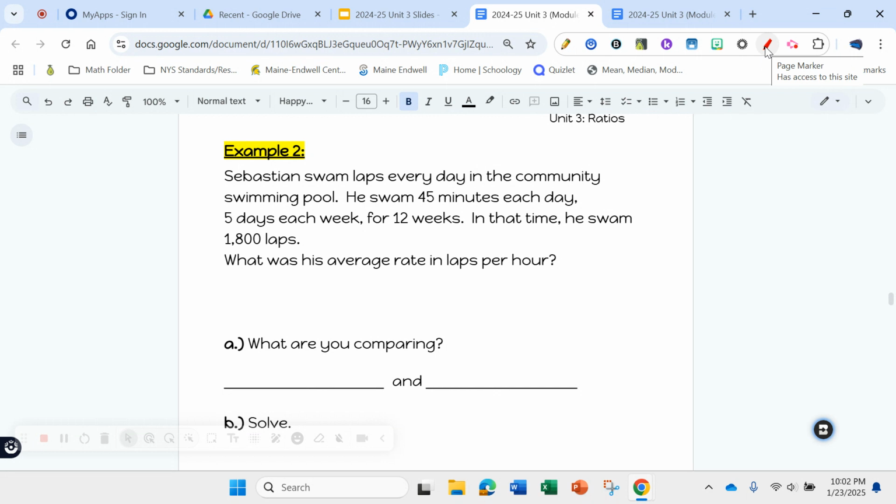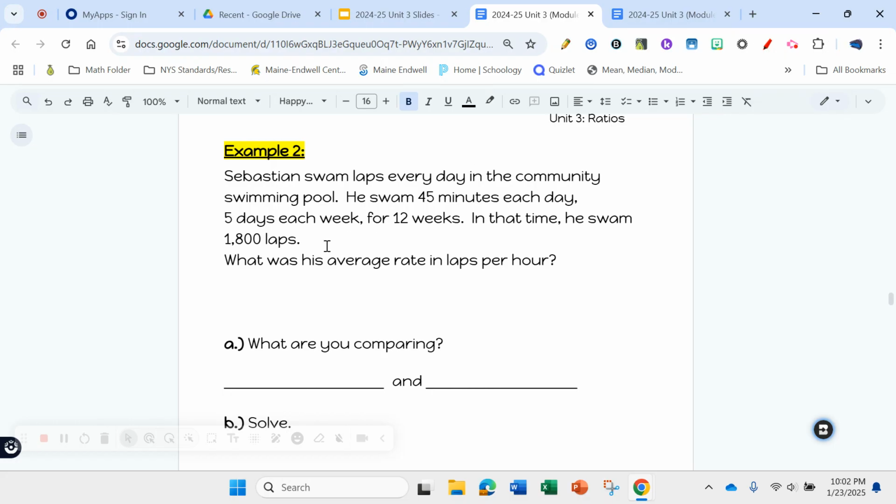So Sebastian swims laps every day in the community pool. He swam 45 minutes each day, 5 days a week, for 12 weeks. In that time, he swam 1,800 laps. What was his average rate in laps per hour?